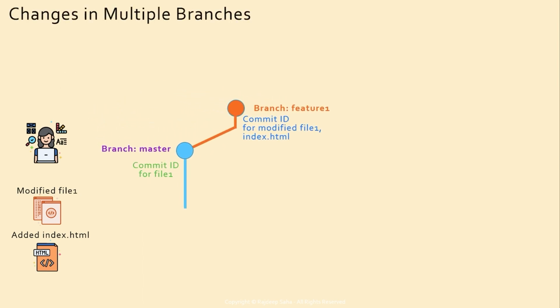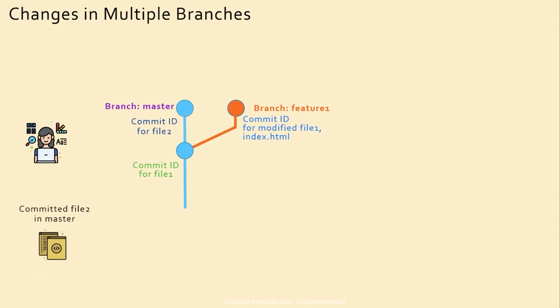So going back to the previous scenario, while you made the change in feature 1 branch, you may switch back to master and do a change in the master branch as well. In this case, you committed file 2 in the master branch.